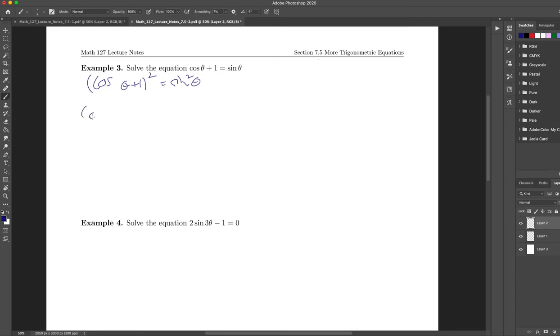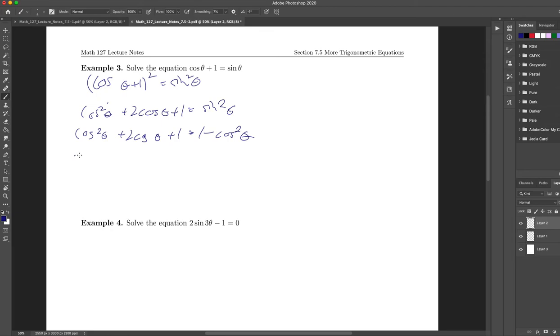This becomes cosine squared theta plus 2 cosine theta. Remember to FOIL this, so first, it'll be cosine squared. Outside, inside, give you the 2 cosine. Last would be plus 1 equals sine of theta squared. Notice sine squared theta is equal to cosine squared theta plus 2 cosine theta plus 1 equals 1 minus cosine squared theta.